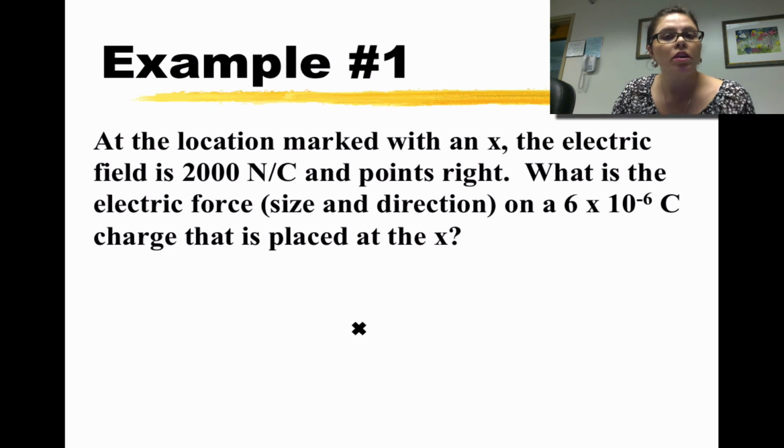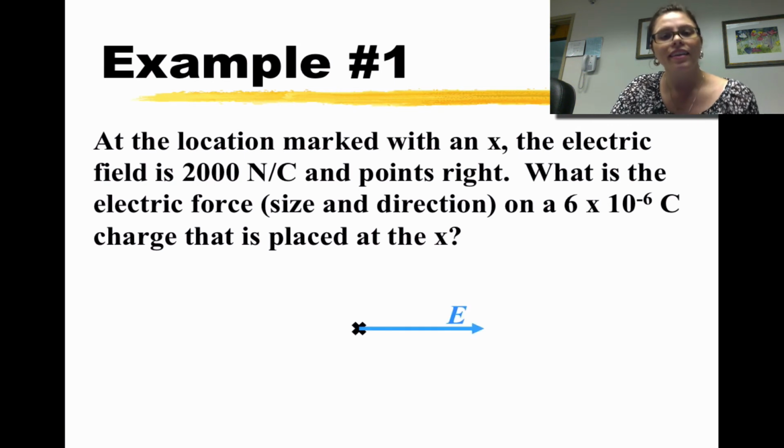At the location marked with an X, the electric field is 2,000 newtons per coulomb and points right. What is the electric force, size, and direction on a 6 times 10 to the negative 6 coulomb charge that is placed at the X? Okay, so why don't you try to work this out, and then I could work it out with you.